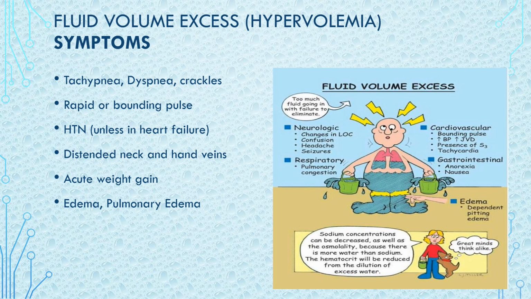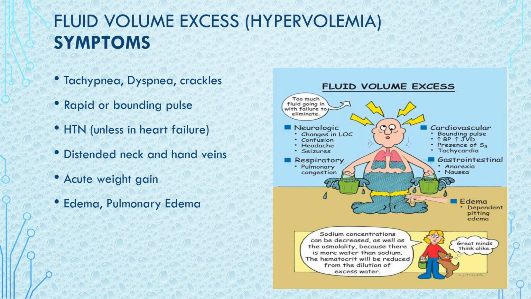failure. You'll see rapid bounding pulses. When you assess your pedal pulses or your radial pulses, you'll feel them be bounding. That could be indicative of fluid volume excess. They will have hypertension, unless it's heart failure. They'll have distended neck and hand veins, so their veins will be bulging out. Unless they're professional weightlifters, and that's a different story. But the average everyday person, you'll see bulging veins, especially in the neck area.